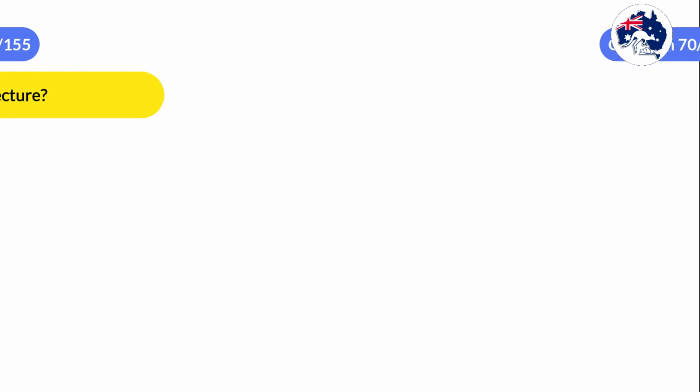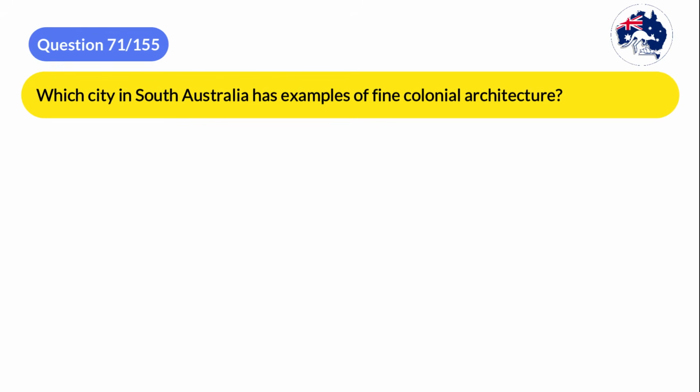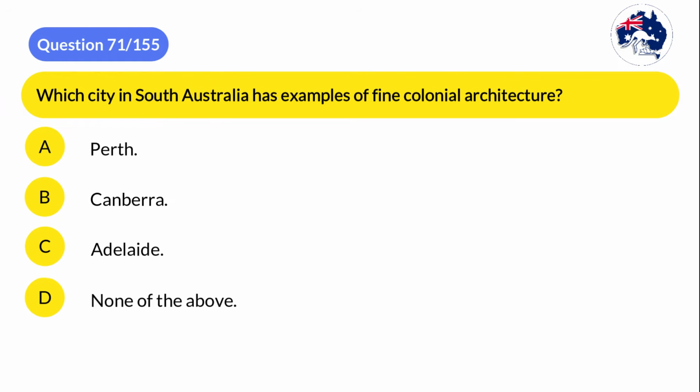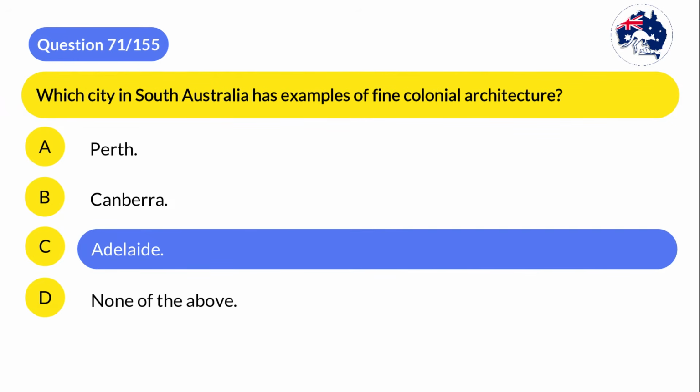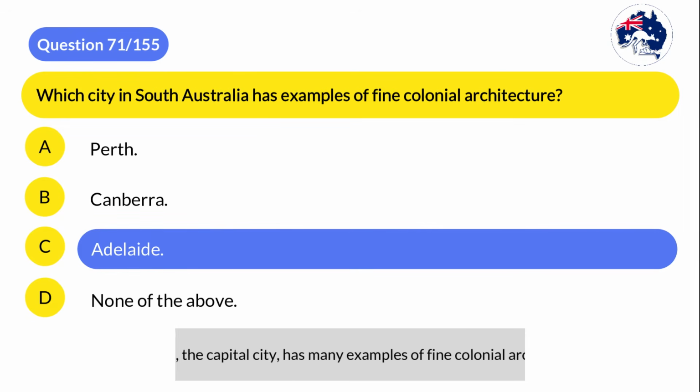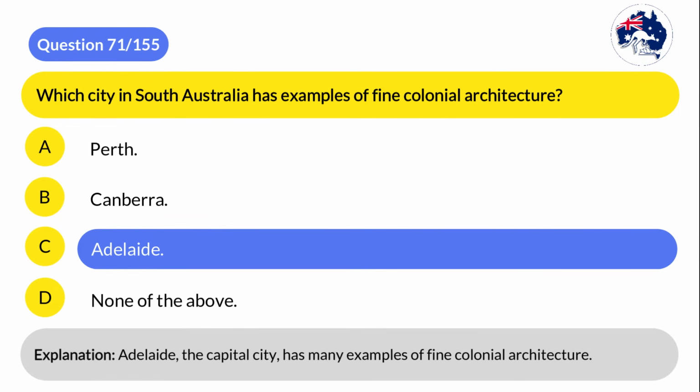Question 71. Which city in South Australia has examples of fine colonial architecture? A. Perth. B. Canberra. C. Adelaide. D. None of the above. The correct answer is C. Adelaide. Explanation: Adelaide, the capital city, has many examples of fine colonial architecture.